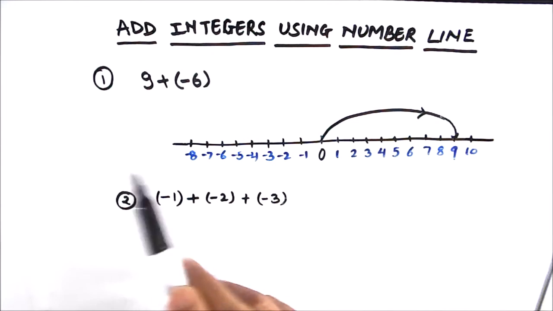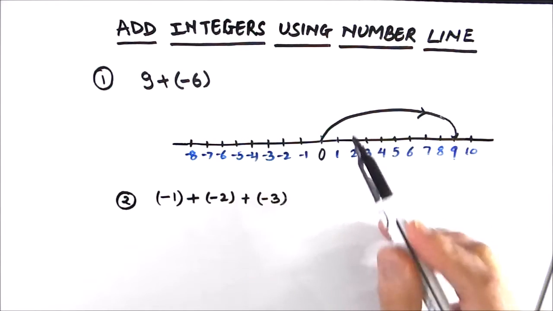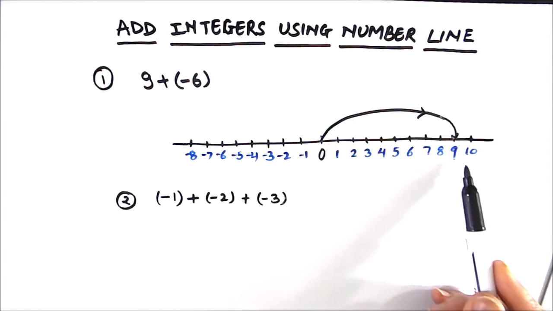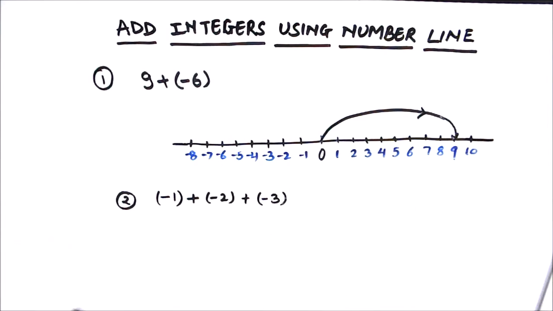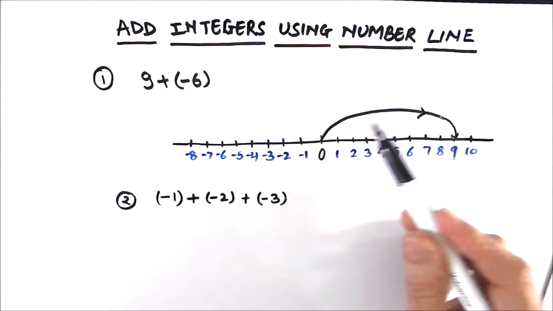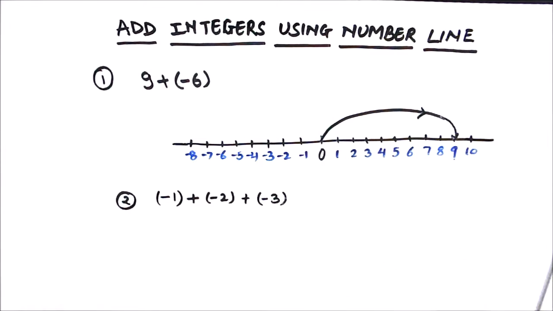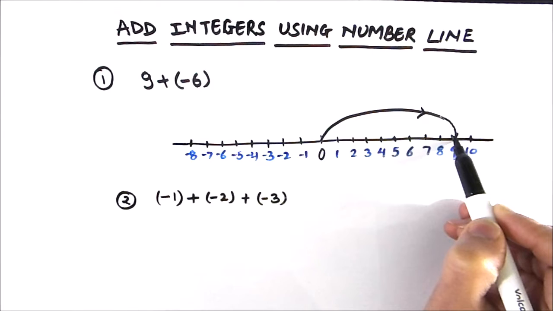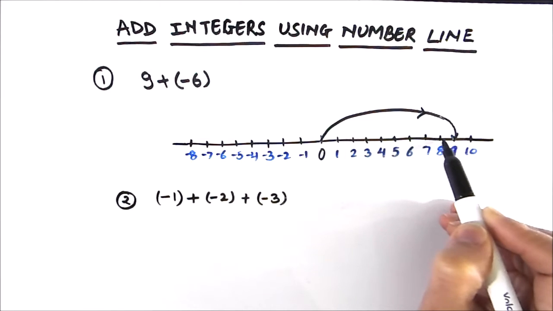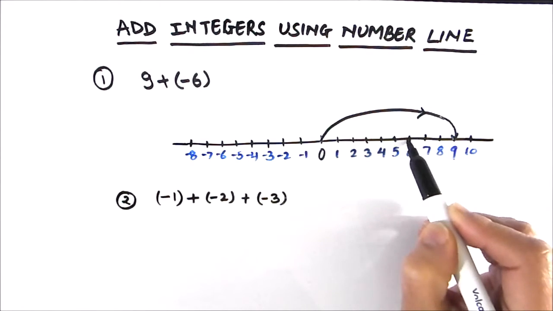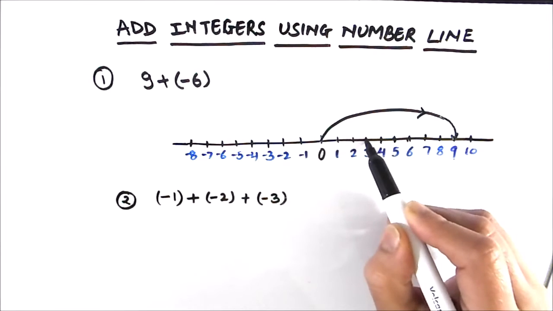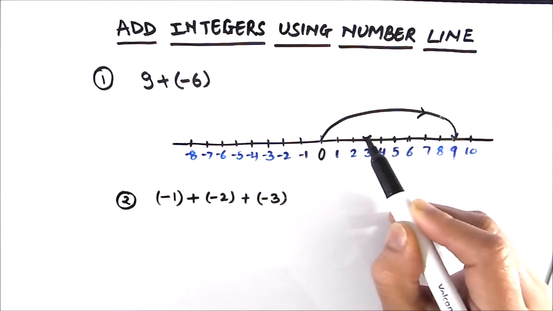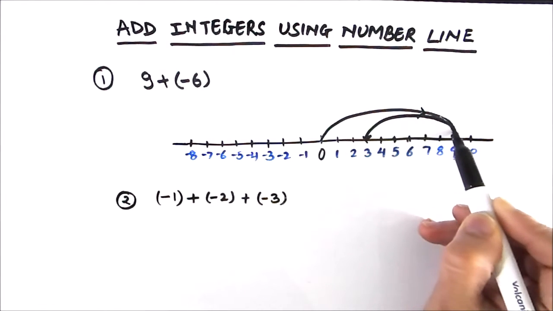Negative 6 means we are going to move to the other side. 9 is a positive integer and negative 6 is a negative integer, so we are going to move to the other side to add negative 6. We'll start from 9 and move 6 steps on the opposite side. So that's 1, 2, 3, 4, 5, 6. So we are here now.